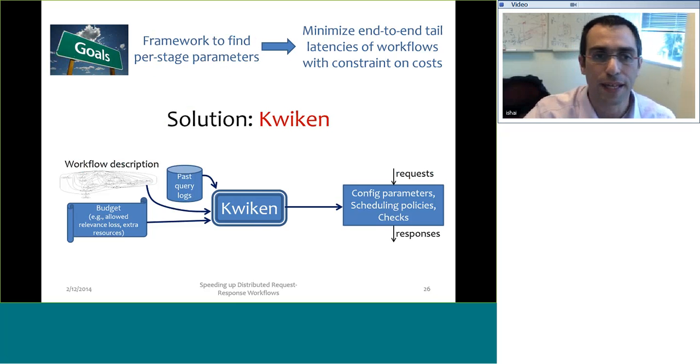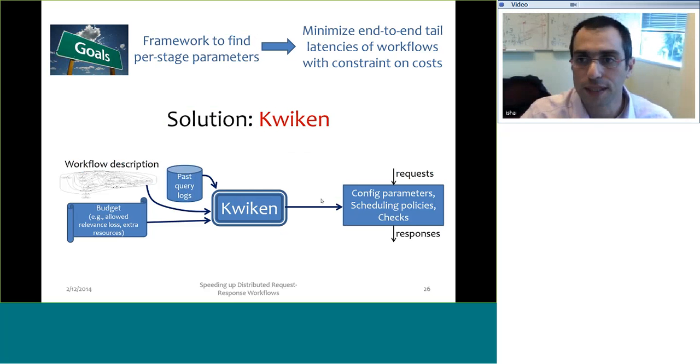So this work is about a more principled approach to how to set the parameters of the different stages. We call it Quicken, a fancy name for a simple goal. It's a framework to find the per-stage parameters, with the goal of minimizing the end-to-end tail latency. Again, it's not very formal, because for tail, you can think of the 95th percentile, 99th percentile. We want to take care of the tail, with constraints on costs. So cost here would be additional servers, or a total budget on the overall incompleteness quality that I'm willing to live with.